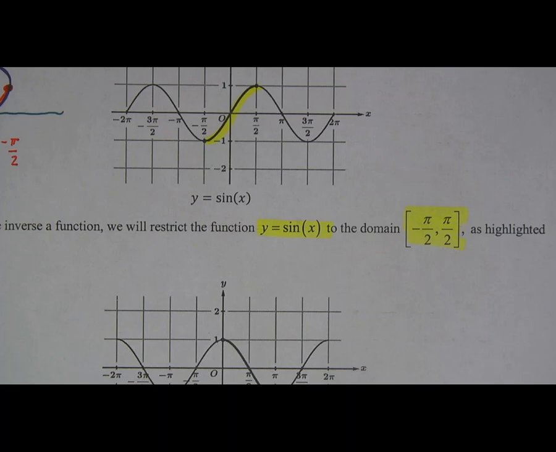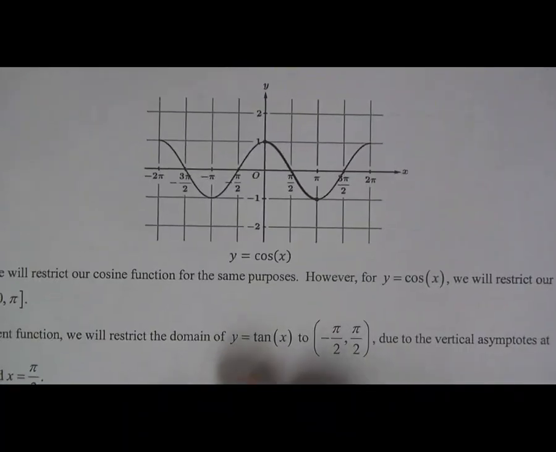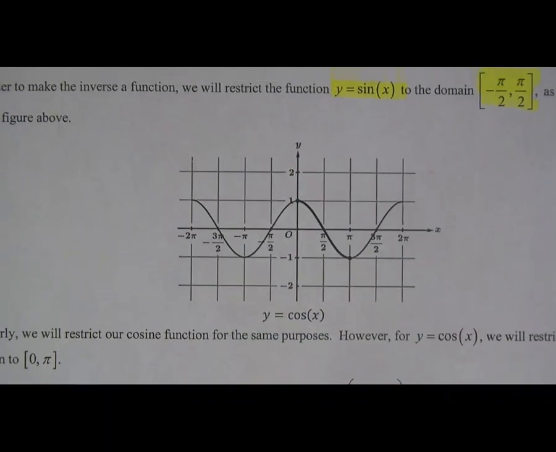They are included. That's really the depth of what you need to know there. Hard brackets, remember, include the values. That's sine. Now, let's look here. We've got a cosine function.